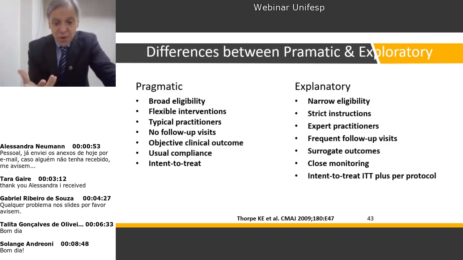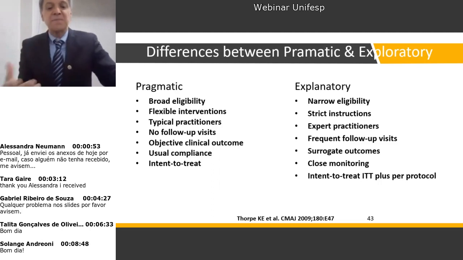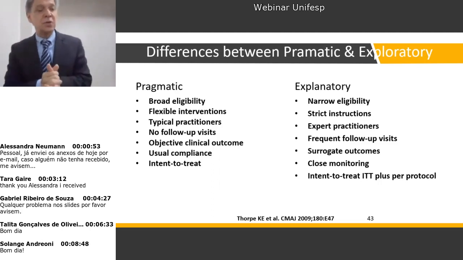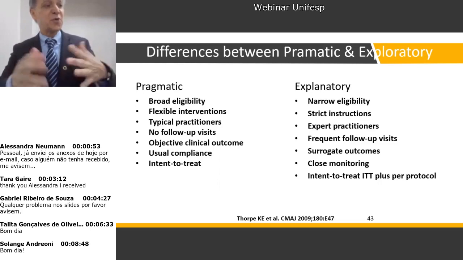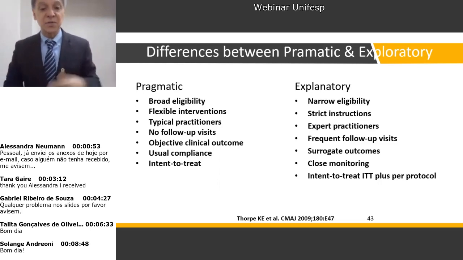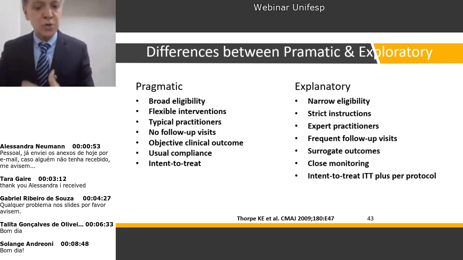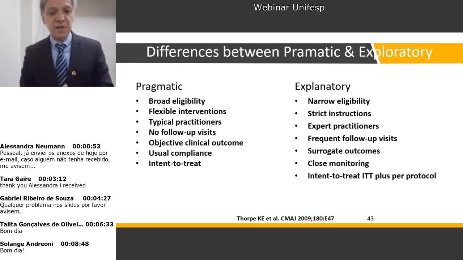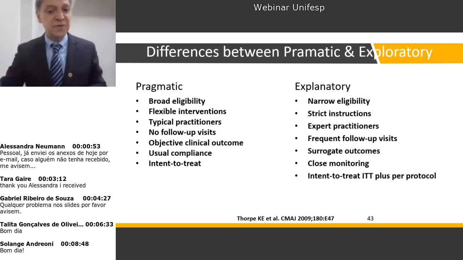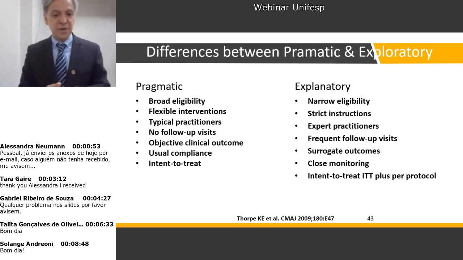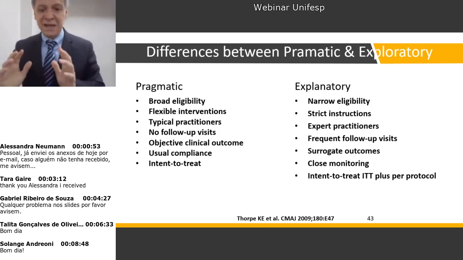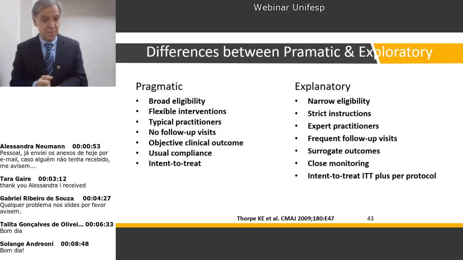An explanatory trial, like I said, has narrow eligibility. Remember, you have eligibility criteria, strict instructions, not only about the design, but for whoever is implementing in the field. I told you, do not do the randomization before you are sure that all participants are in. So there are a lot of rules: blinding, control, placebo, a lot of details, expert practitioners, frequent follow-up visits, surrogate outcomes measured very closely, monitoring, and intention to treat plus per protocol. You don't analyze data unless both conditions hold. You need to do intention to treat and by protocol.